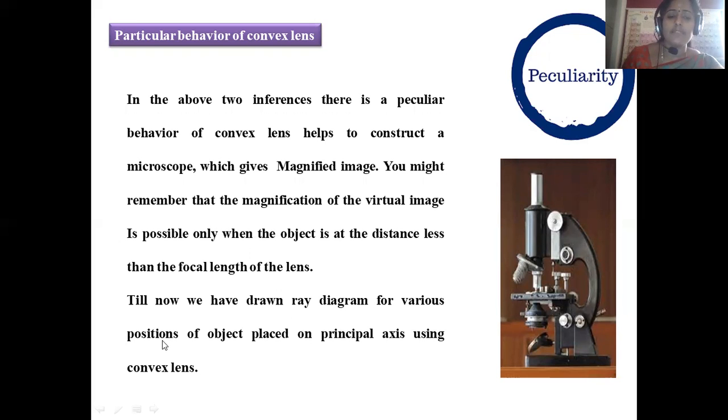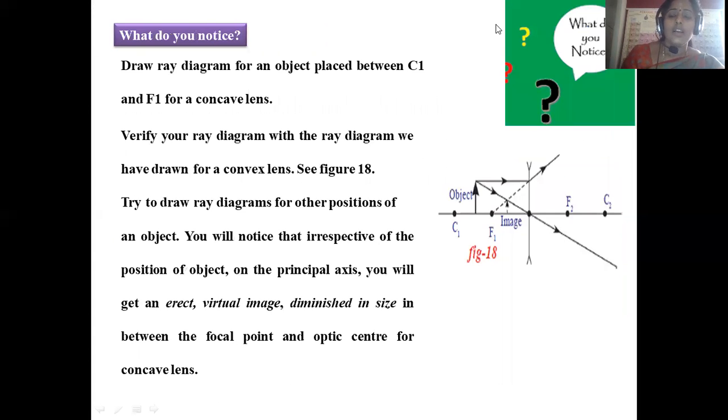Till now, we have drawn ray diagrams for various positions of the object placed on the principal axis using a convex lens. Now, is it possible to draw the same type of diagram using a concave lens? We are going to replace the convex lens with a concave lens. Let us consider the object kept in between the center of curvature and the focal point, and here the lens used will be concave. Concave means curvature will be there inside on both sides. That is clearly mentioned with the symbol. This is called a concave lens. Curvature is there inside, right?